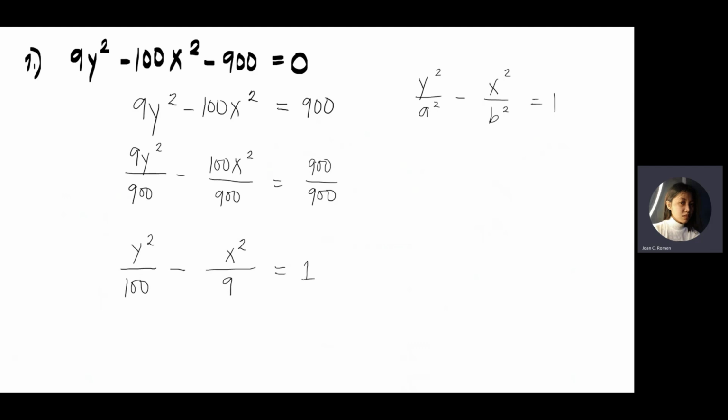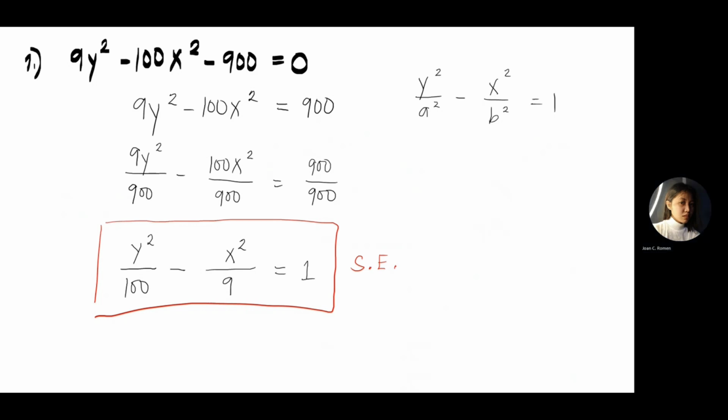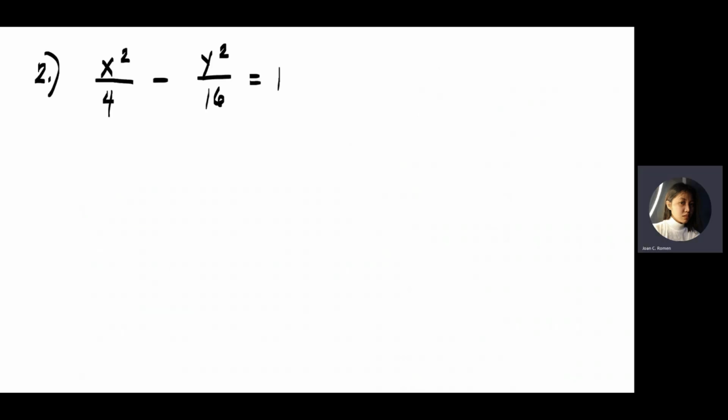So it is already in the form of y squared over a squared minus x squared over b squared is equal to 1. Ibig sabihin, once we transform 9y squared minus 100x squared minus 900 is equal to 0 in standard form, that will be y squared over 100 minus x squared over 9 is equal to 1. So this is the standard form or the standard equation of the hyperbola. Okay? Okay, so another example.